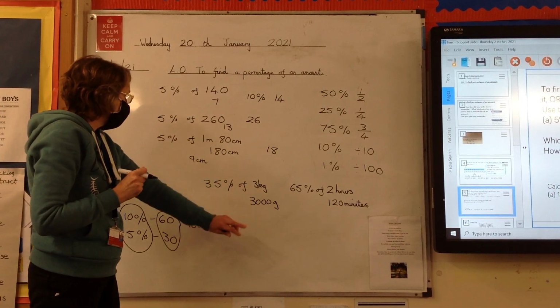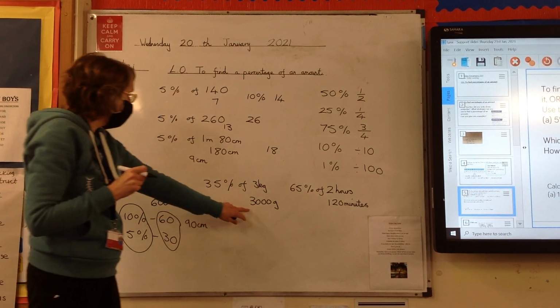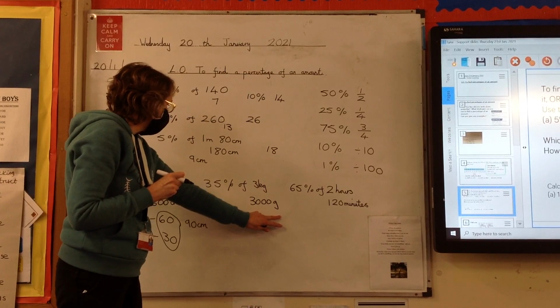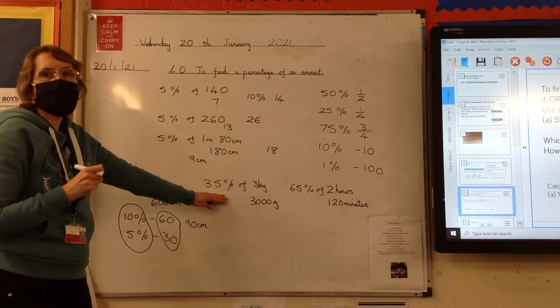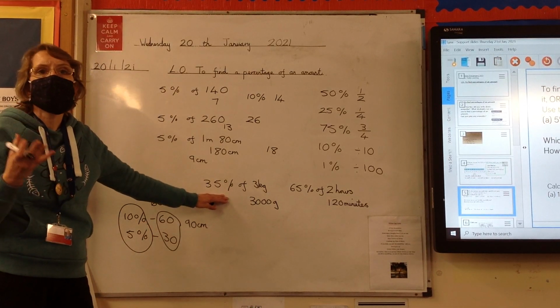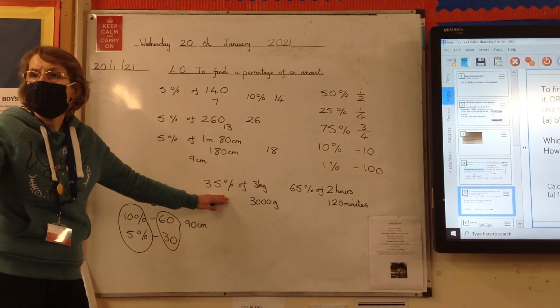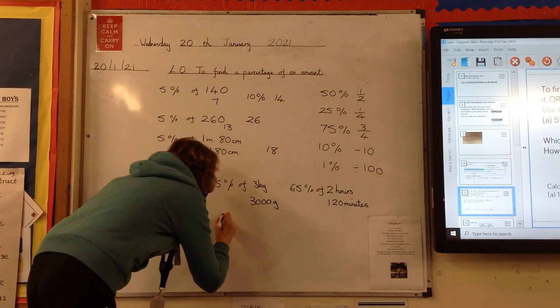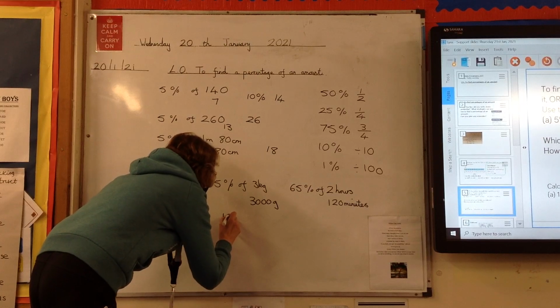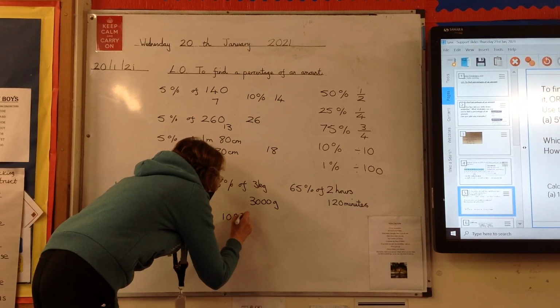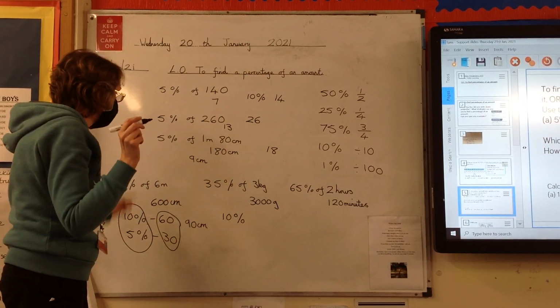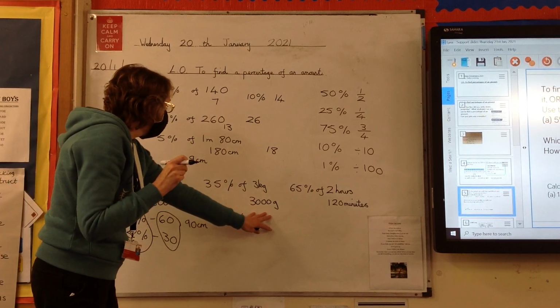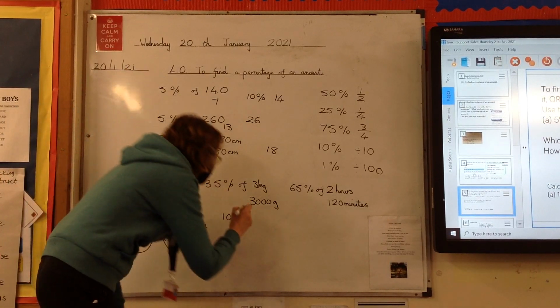35% of 3 kilograms, I would convert that to 3,000 grams. I don't know about 35%, but what do I know? You know 10 and 25. I know 10, yeah, and 25. So I think I'll start with 10. But you could use 25 as well, you're quite right. So 10% will be, divided by 10? 300.